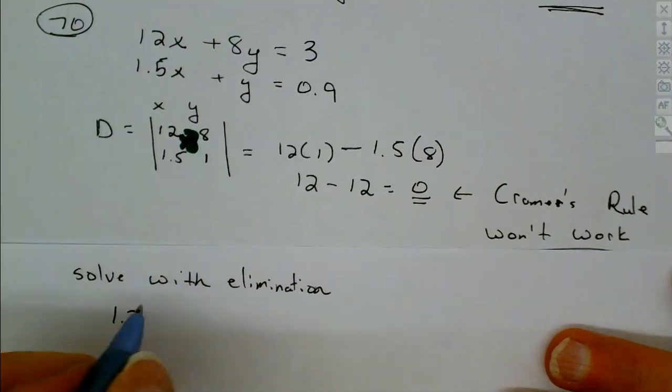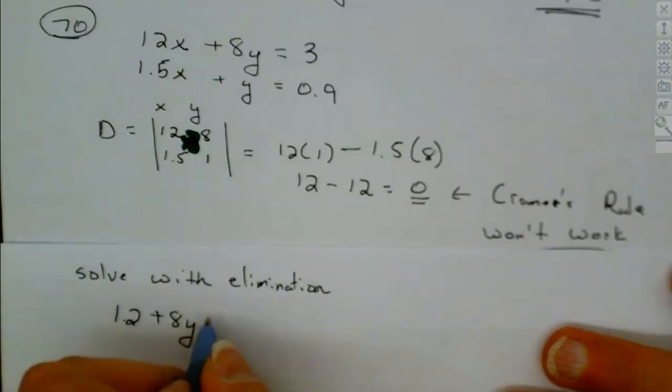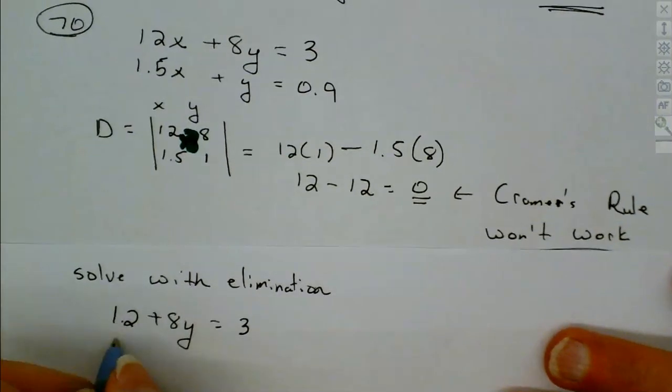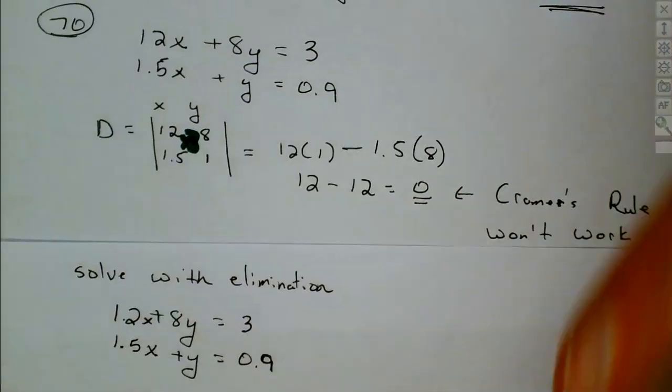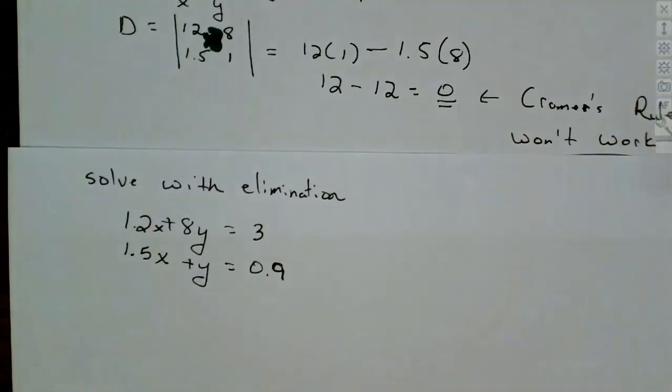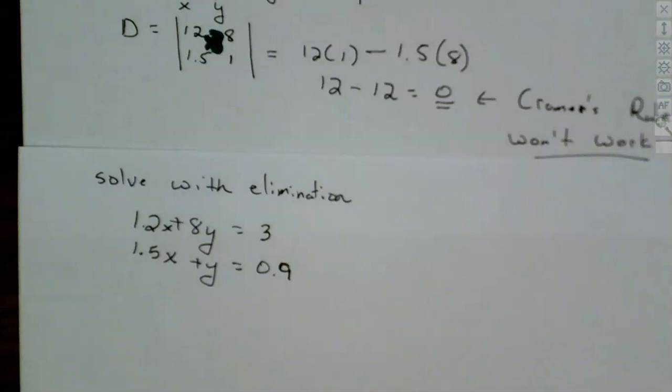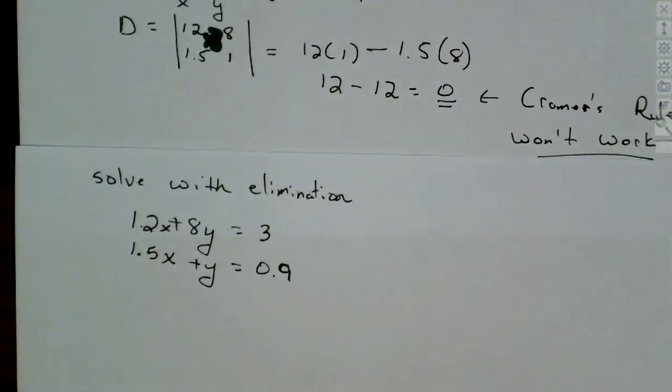So we've got 12x plus 8y equals 3, and 1.5x plus y equals 0.9. Well, what's going to happen if I try and solve this with elimination? It's going to be a false solution. When that determinant D is 0, it either has an infinite number of solutions or no solution and is inconsistent. So how would I solve this with elimination?